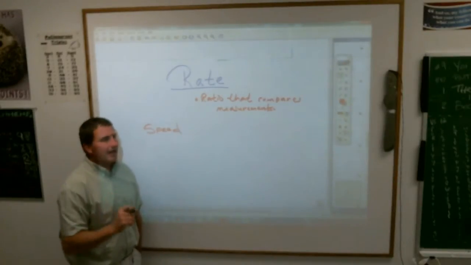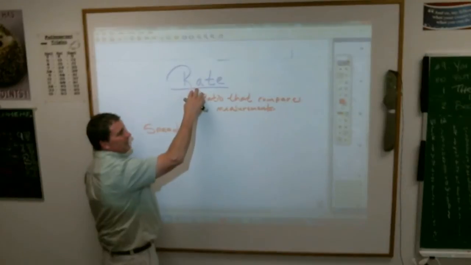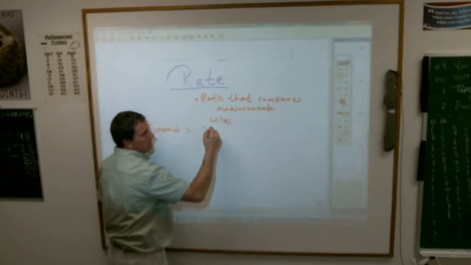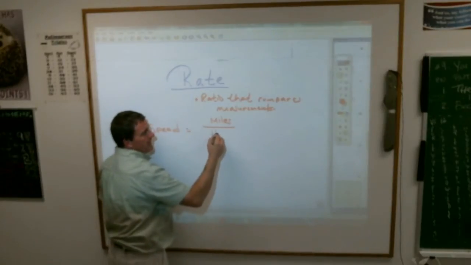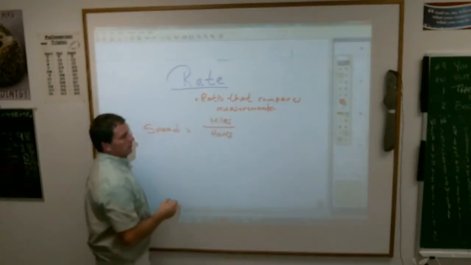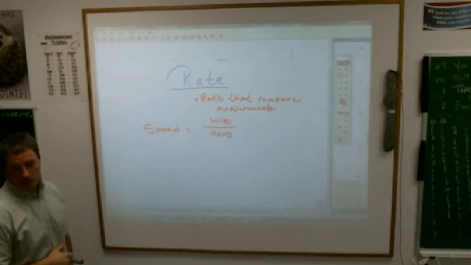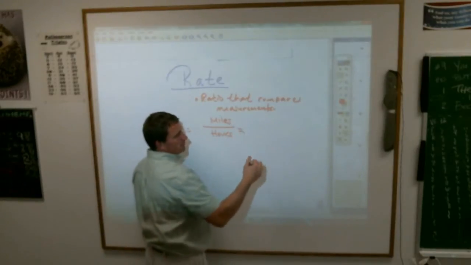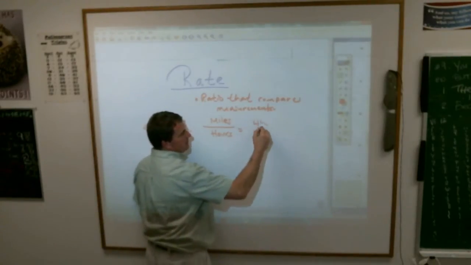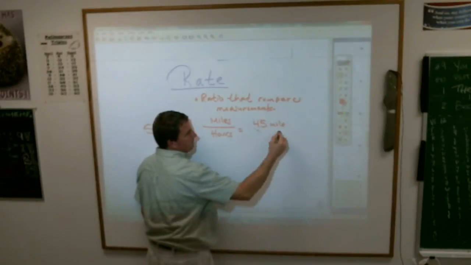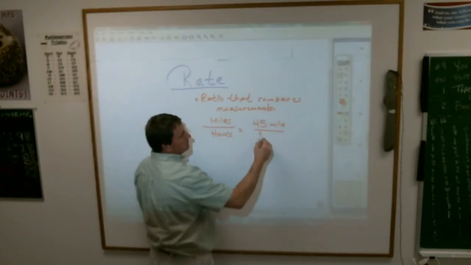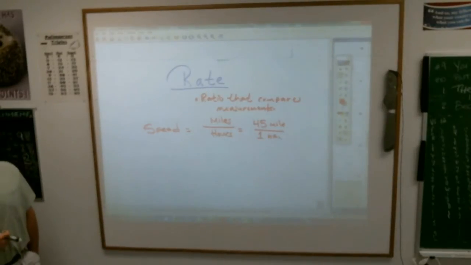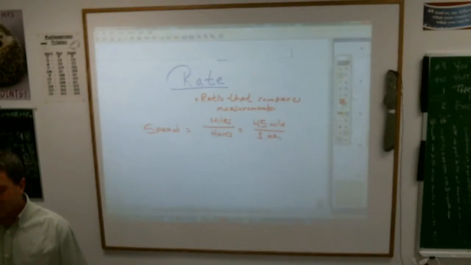Miles per hour. Speed is a ratio that compares miles to hours. It's a ratio. Doesn't that look right? Miles to hours. And like Laney said, if the speed limit is 45, it is 45 miles per 1 hour. Correct? Any other rates that you can think of?